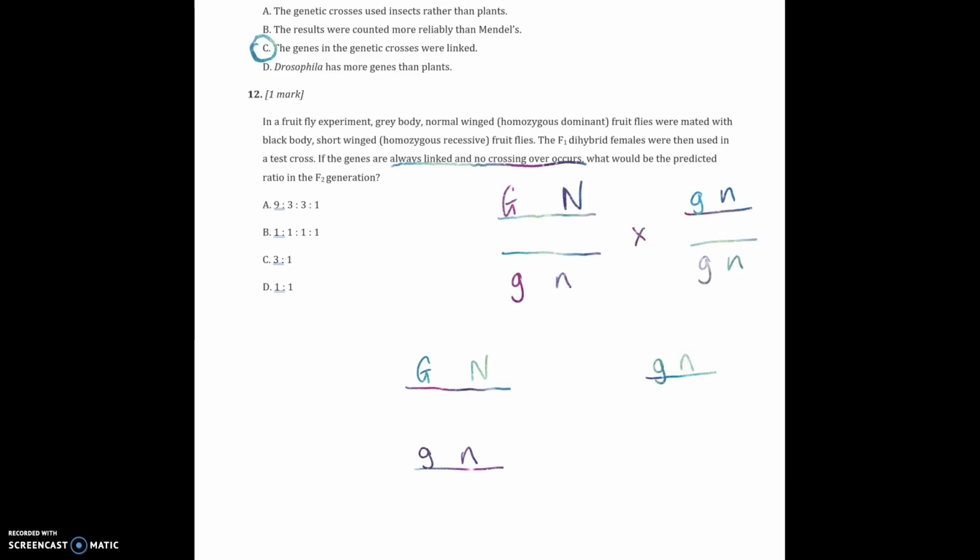So what you're going to end up with are two possible phenotypes. You're going to end up with the grey normal phenotype and the black short phenotype. So your answer is D, a 1 to 1 ratio there.